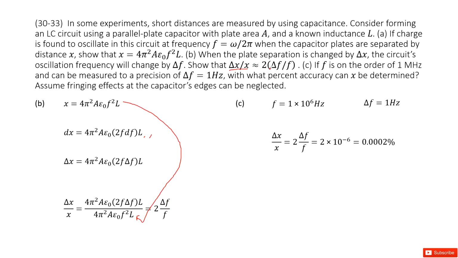It's proved. The third part is very easy. It tells you the quantity for f and the quantity for delta f, and asks you to find delta x over x. So very easy, right? We just input f and delta f in this equation and get the answer there. It's very, very small.